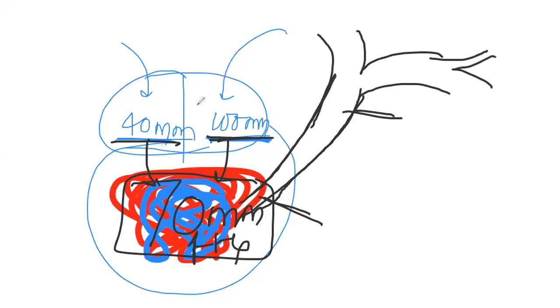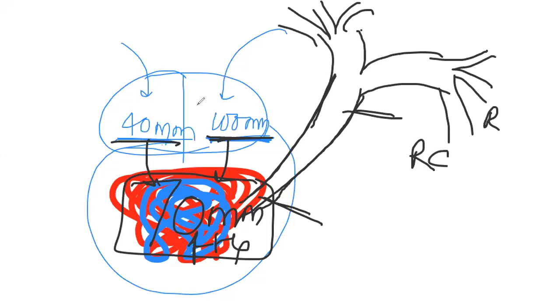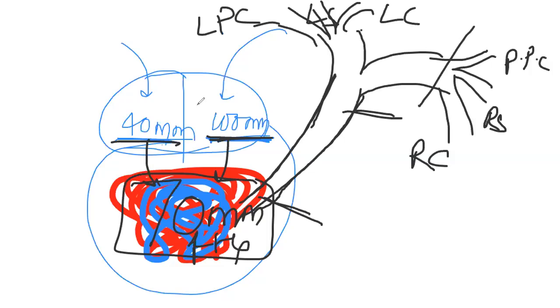Now, I am telling this in the frog. The two branches again give three branches. What are the names? Right carotid, right systemic, right pulmocutaneous. Here, left carotid, left systemic, left pulmocutaneous. Okay, left carotid, left systemic, left pulmocutaneous. That means here there are three pairs of aortic arches.